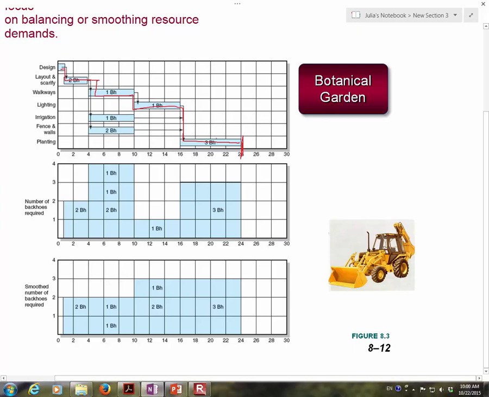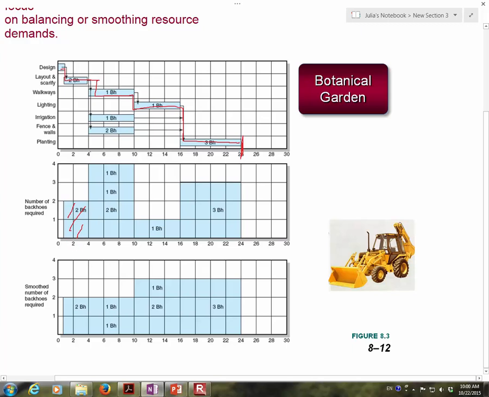Now, using this Gantt chart, we will create a resource profile. If you look at the middle, we have this resource profile, and on the vertical axis we have the number of backhoes required. Design will last 1 day, from day 0 to 1, and it doesn't take any resources. Starting from day 1 to day 4, 2 backhoes will be needed, so we shade the 2 backhoes like this. This is the 2 backhoes from day 1 to day 4.